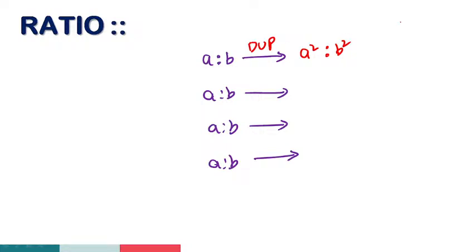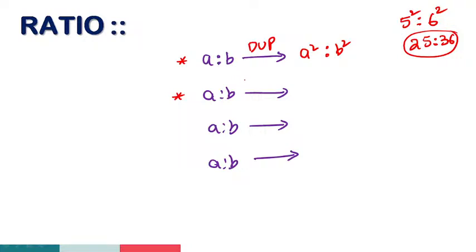For example, 5 is to 6. Find out the duplicate ratio. What is the formula, guys? Duplicate ratio: A square is to B square. It means 5 square is to 6 square. 5 square is 25. 6 square is 36. That is the answer, guys. So 5 is to 6, the duplicate ratio is 25 is to 36.